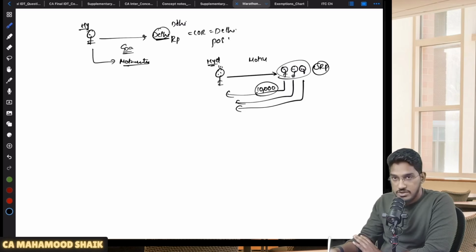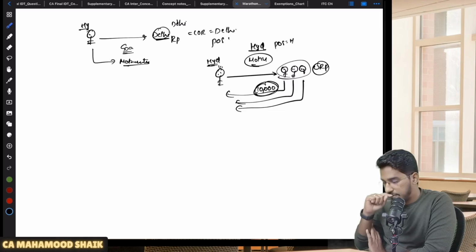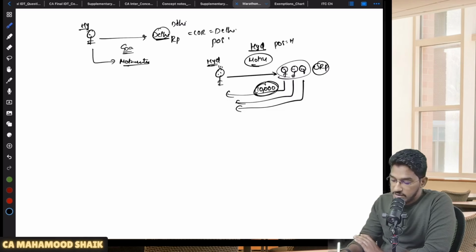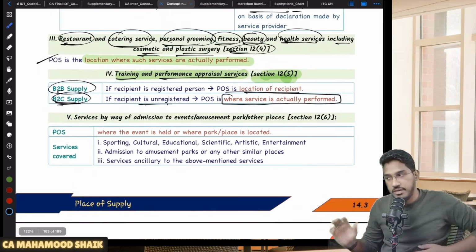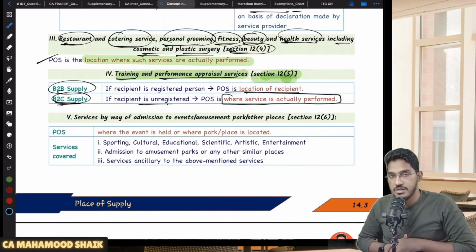What GST do I have to charge? Since it is a B2C supply of training and performance appraisal services, the place of supply is wherever that service is performed, where I am performing that training, Hyderabad. So what will be the place of supply? Hyderabad. What is the location of supplier? Hyderabad. Both are in the same state, which is intrastate. So on this 10,000, what will be levied? CGST, SGST will be levied. Clear? Able to understand? So this is what regarding 12 subsection 5. So we have covered 12 subsection 3, 12 subsection 4, 12 subsection 5. What does 12 subsection 3 talk about? Services in relation to immobile property, lodging or accommodation services.